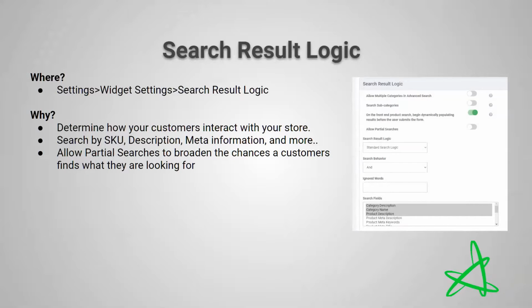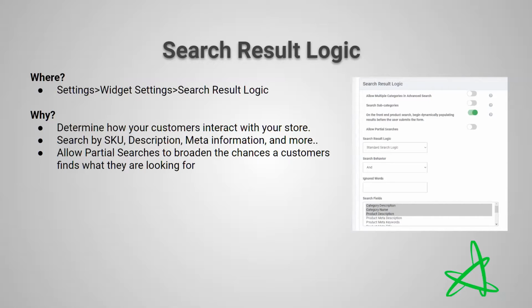All right, the next one is search result logic. This one is located in the settings menu, widget settings, search result logic. So there's quite a few settings here, but just touching on this shortly, you can determine how your customers interact with your store, and this is done by, for example, the search behavior, you can set that to and or even exact.